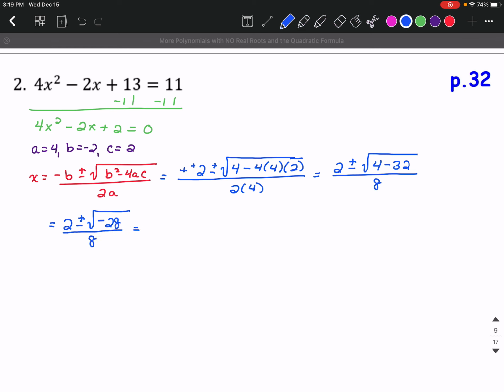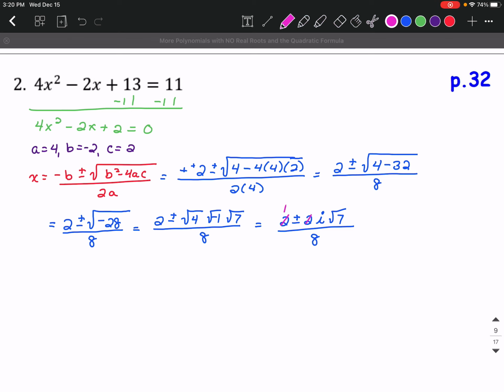Now there is a perfect square that goes into negative 28. 2 plus or minus 4 goes into 28, and it goes in 7 times, and don't forget about that negative 1 all over 8. So we now have 2 plus or minus the square root of 4 is 2, the square root of negative 1 is i, and I don't know the square root of 7, so I keep it, all over 8. Now we simplify.